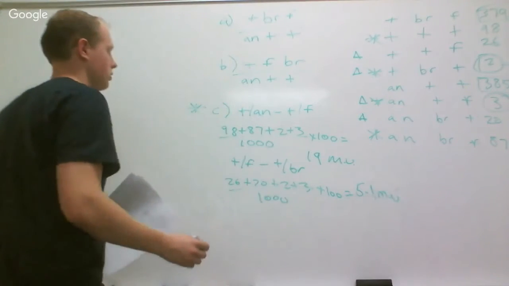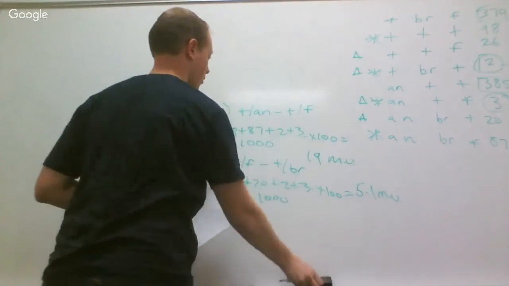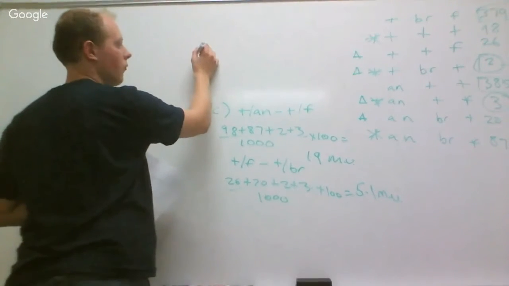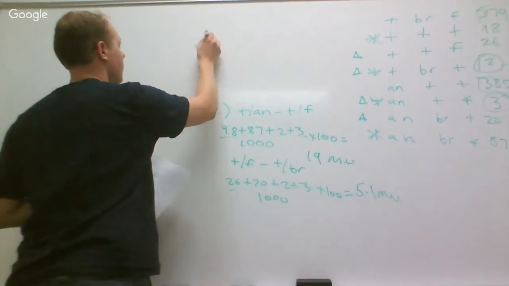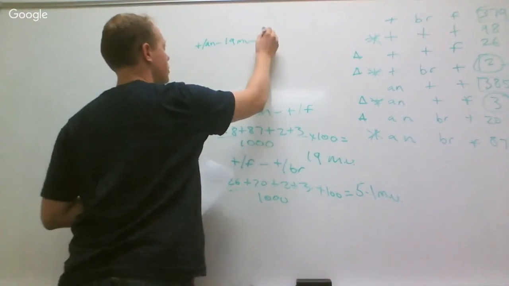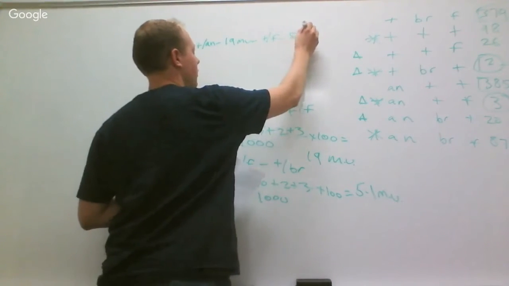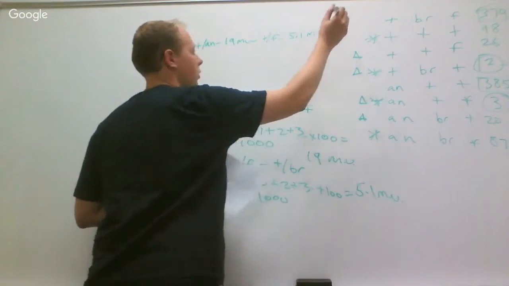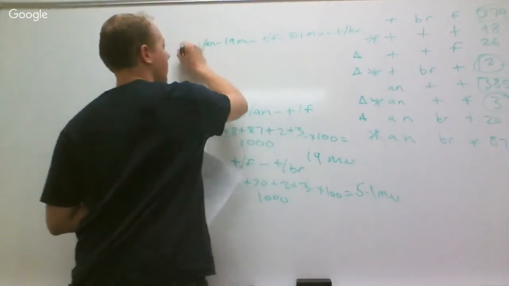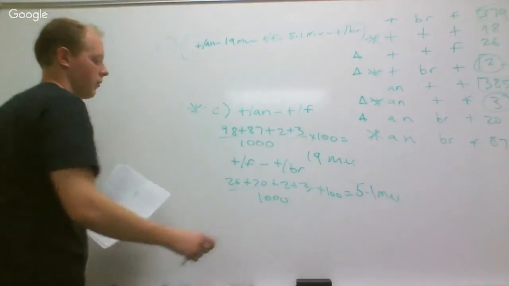So if we draw our map, we'll erase these two up here. We'll get the first gene, the AN, which is 19 MUs away from the F gene, which is 5.1 units away from the final ER gene. All right.